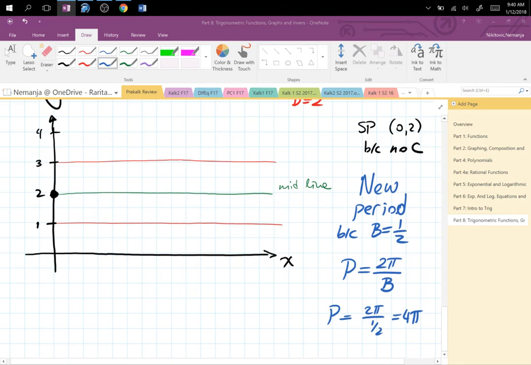That means this function is going to get stretched. It's going to be twice as long as it used to be. Our calculation shows that the period is 4 pi. So it's going to start at 0, 2, and then it's going to end at 4 pi, 2. So here we go. We used pi over 2 and then pi. Ooh, it's not going to fit nicely, huh?